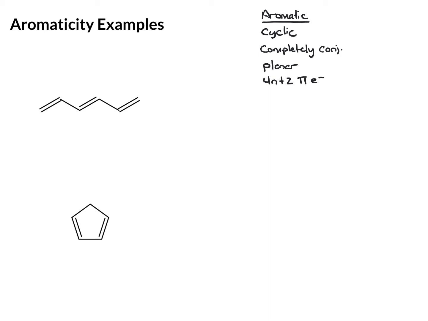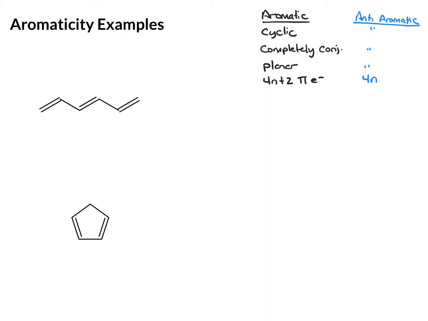And then on the chance that you meet each of the first three criteria, and then number 4, we have 4n pi electrons, that would be anti-aromatic. That's a more rare situation because in most cases we're going to find ways that a molecule can avoid being anti-aromatic, and usually that involves coming out of conjugation or planarity. So let's look at the first example.